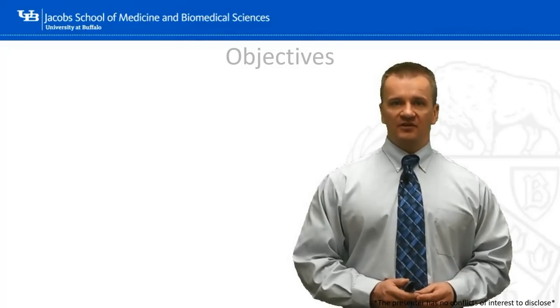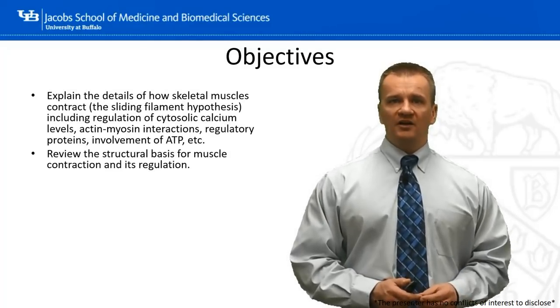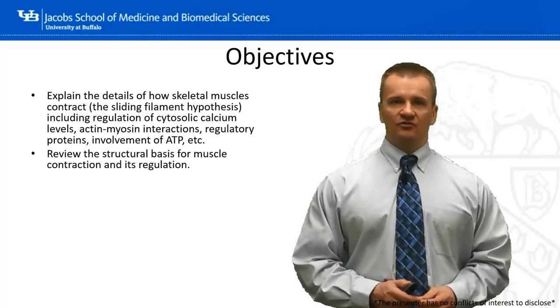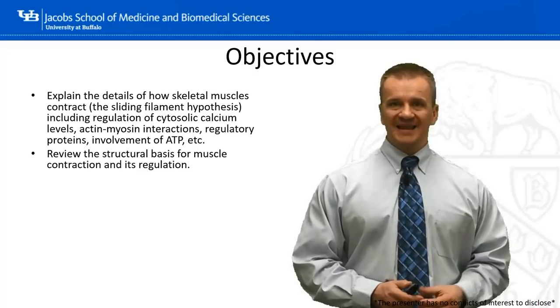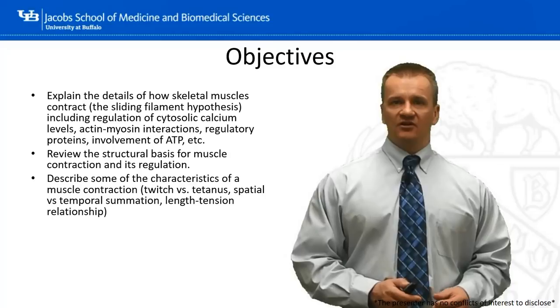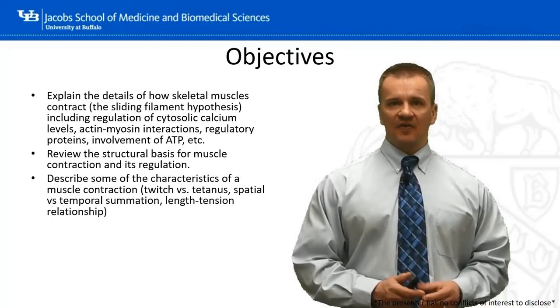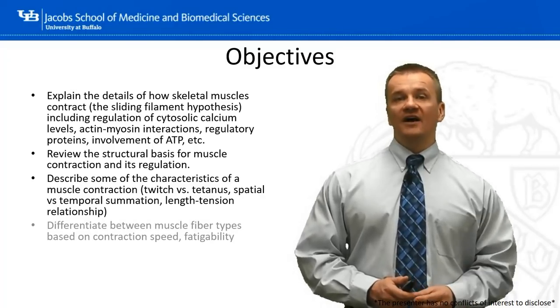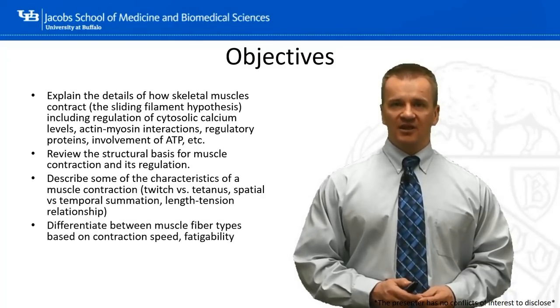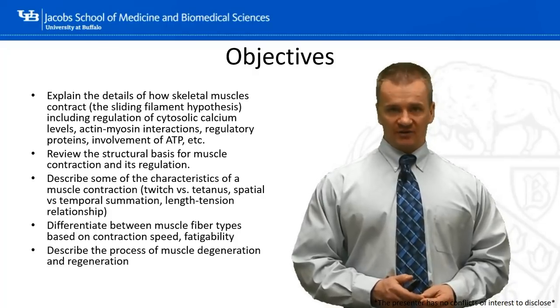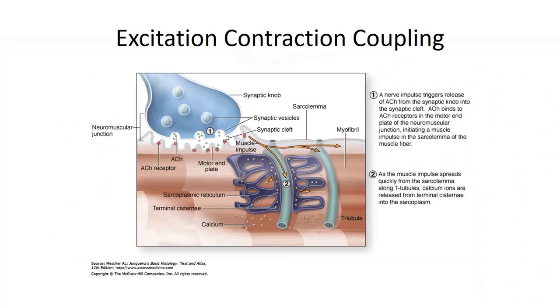The objectives for this session: first, we'll look at the process by which an electrical stimulus produces muscle contraction in relation to the structures discussed in the previous session. Next, we'll look at some principles behind muscle contraction and discuss the concepts of twitch, tetanus, force summation, and the length-tension relationship. We'll then dive into the concept of muscle fiber types and finish off with a discussion of muscle fiber degeneration and regeneration. We'll start with the process of excitation-contraction coupling.